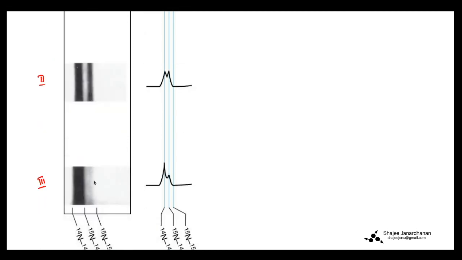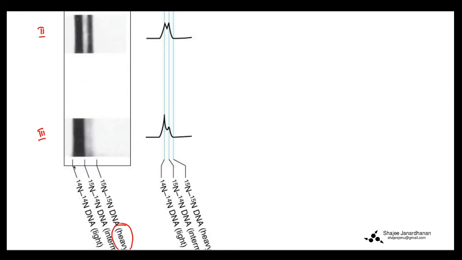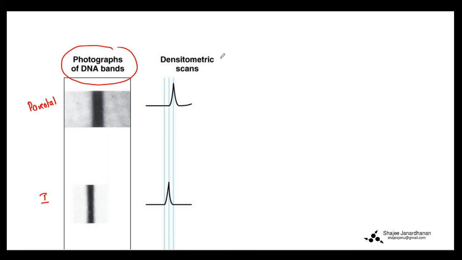When you come to the third generation, you can find that the hybrid band thickness is going to remain the same, whereas the thickness of the light band will keep on increasing, as we have already stated. Now coming to the optical density measurement, the OD values for these different DNAs.